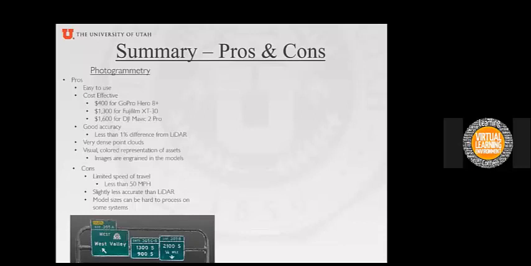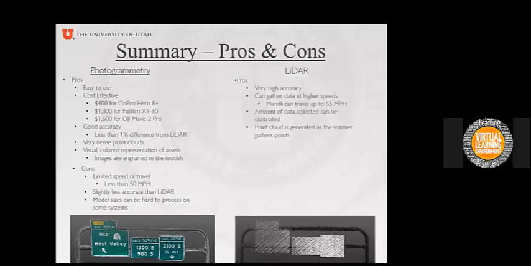And let's talk about LiDAR. So LiDAR has a very high accuracy. It can gather data at higher speeds, so Manley can travel up to 65 miles per hour on the highway. The amount of data can be controlled. Kind of as I mentioned, they use smart technologies to speed up data collection as they're going faster or slow it down as they're slowing down.